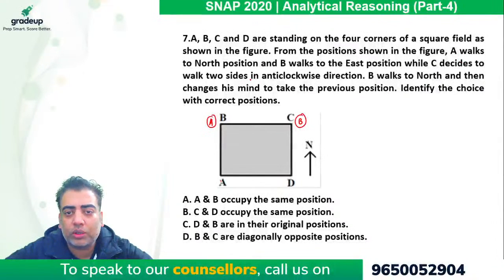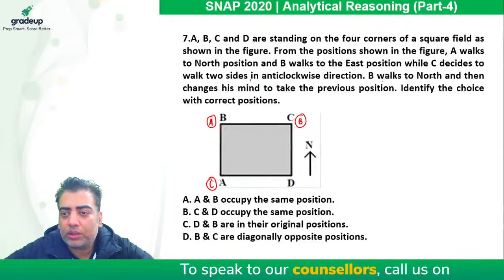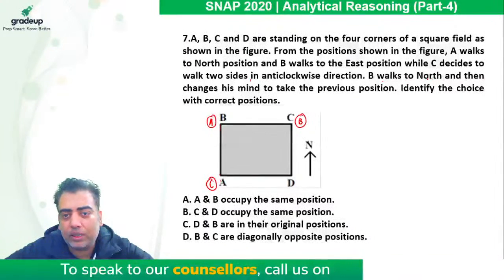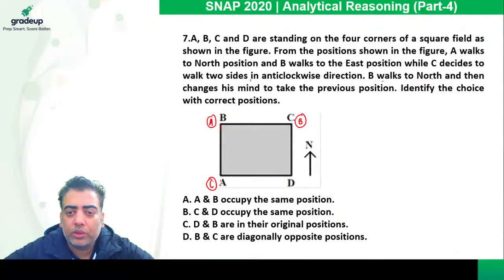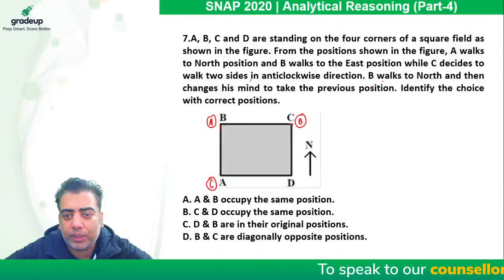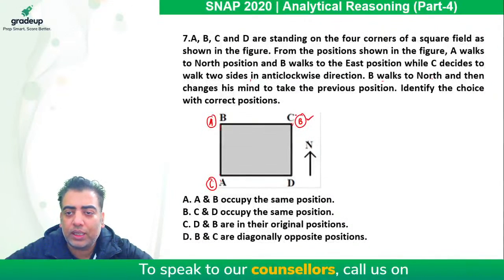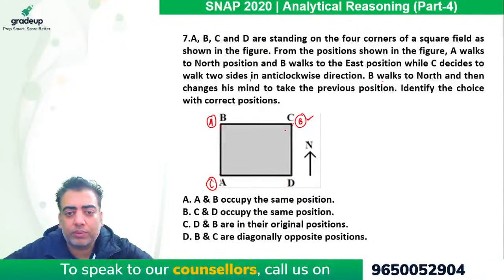C decides to walk 2 sides in anti-clockwise direction. So this will be one side and this will be second side, and C will come here. So no information is given for D. B walks to north and changes his mind to take the previous position. Identify the choice with correct positions. So B walks to north and then changes his mind to take the previous position, which means B is still going to be at this position. So identify the choice with correct positions.